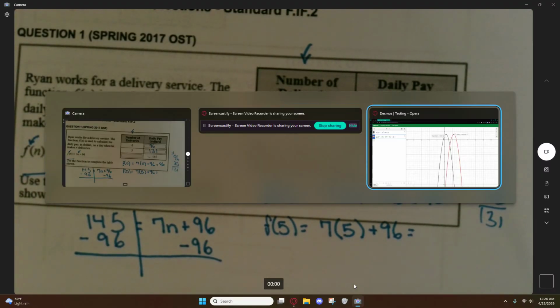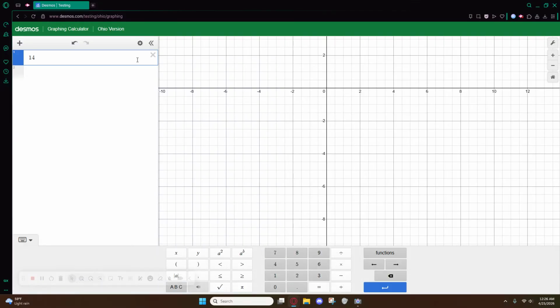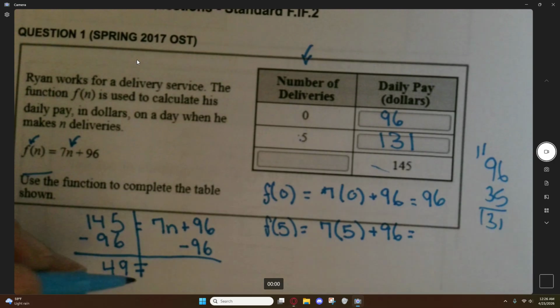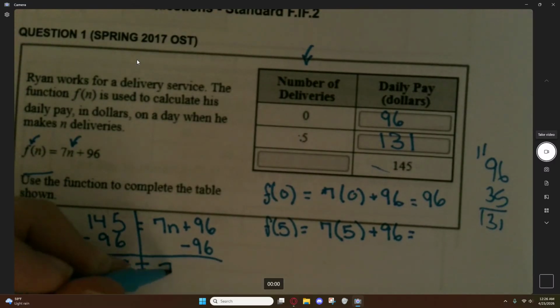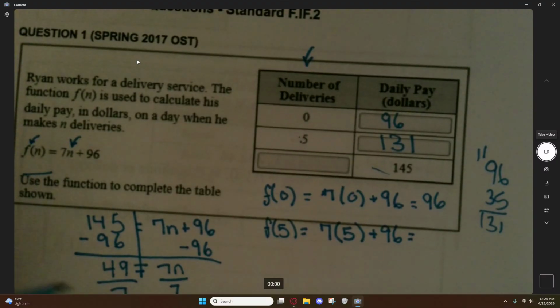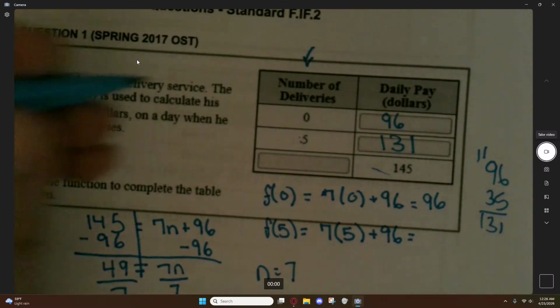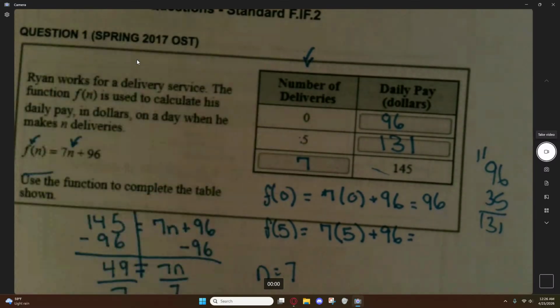I'm going to quickly go check our calculator here. 145 minus 96 would be 49, equals 7n. And then once you get rid of the addition and subtraction, you get rid of the multiplication by dividing both sides by 7. And you get n equals 7. So 7 would go in here.